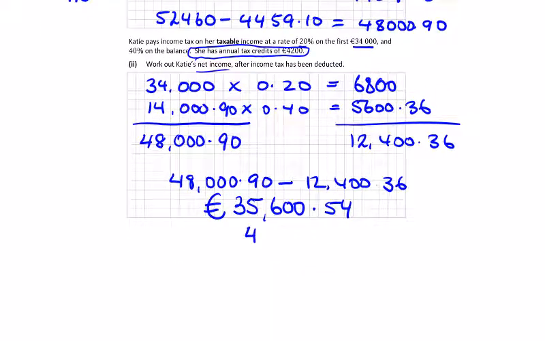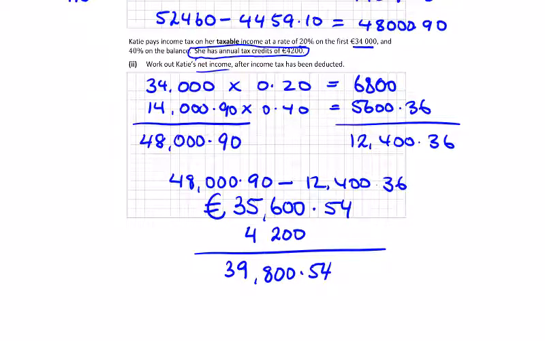She's going to get back 4,200 to give a total of 39,854 cents. The previous part I took the 4,200 away from here, but you can add it on at the end as well. So whatever way you choose to do these questions, on to the next part.